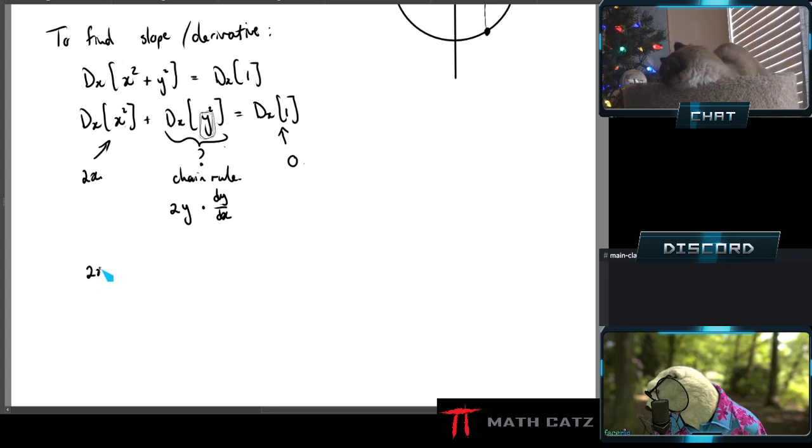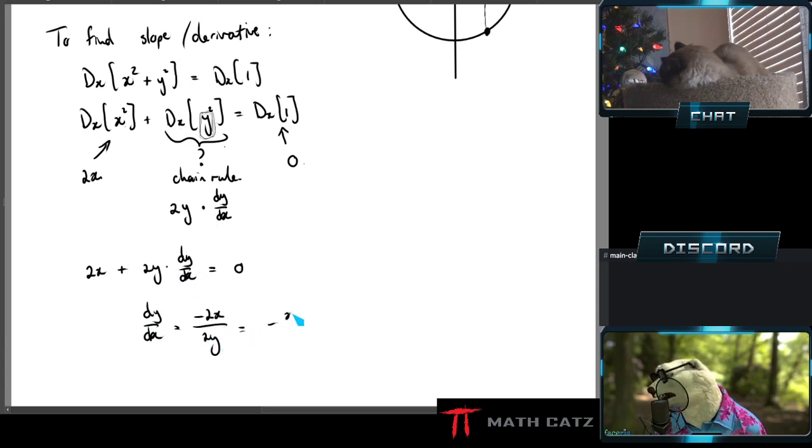Let's summarize this. 2x plus 2y times dy/dx. And some people are bothered by the fact that I have this dy/dx. Of course I have it. I don't know what it is; I'm trying to solve for dy/dx. So I have negative 2x over 2y. I can simplify that: negative x over y. Now I have it.